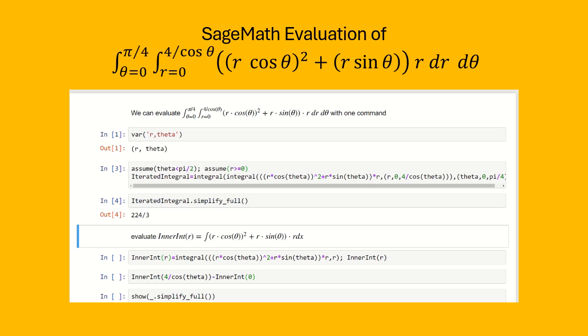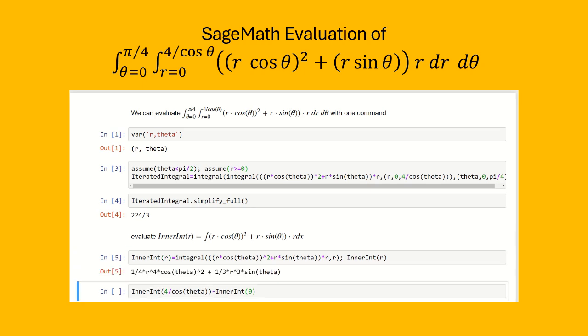So we'll start by the evaluation of the inner integral, and we did it right here. Inner integral of r is the integral of all of that stuff integrated with respect to r, and then we show the value of it, which turns out to be 1/4 r to the 4th cosine theta squared plus 1/3 r cubed times sine of theta.